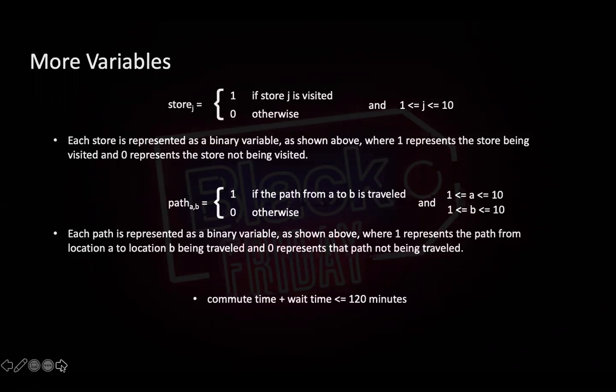We use two other variables in the formulation of this problem. Each store is represented as a binary variable, where 1 represents the store being visited and 0 represents the store not being visited. Each path between locations is represented as a binary variable as well, where 1 represents the path from A to B being traveled and 0 represents the path not being traveled. If a store was visited, then the items at that store are purchased and accounted for in the objective function. Additionally, we incorporated a constraint in our code that checks that the summation of the commute times for each path, plus the summation for time waiting in line spent at each store visited, is less than or equal to the allotted time of 120 minutes.